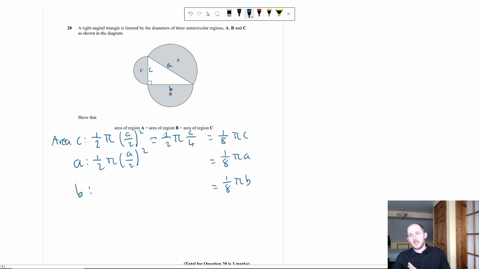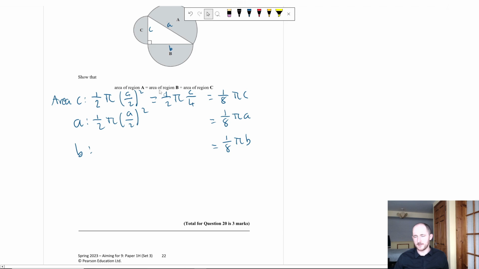Okay. Now, these are all our areas. So let's now write it as if it is this, right? So it's saying an 1/8 pi A equals an 1/8 pi B. Shouldn't that be squared? It should be squared. I'm being silly. Squared, squared, plus an 1/8 pi C squared. Have I made any other mistakes?